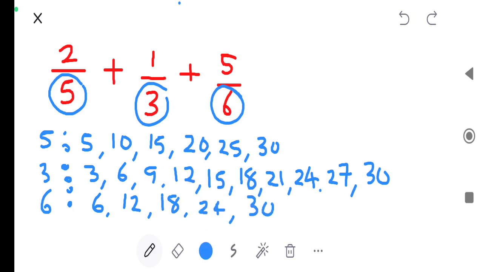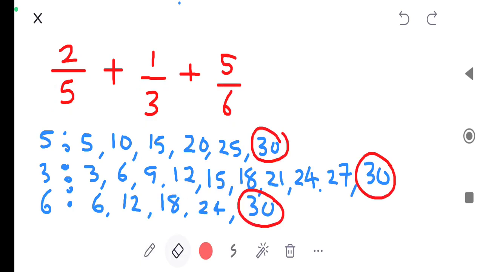You can see that we have 30 here, we have 30 here, and we have 30 here. That means that 30 is common. So you write LCD equals 30. Okay, it's as simple as that.